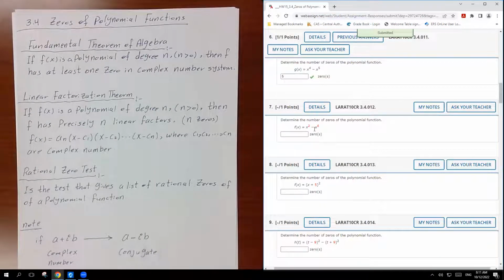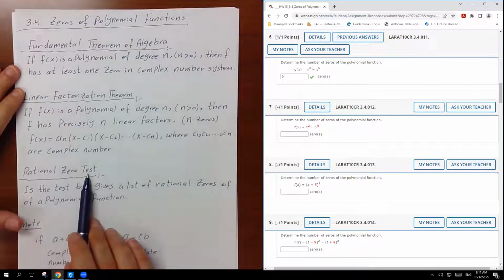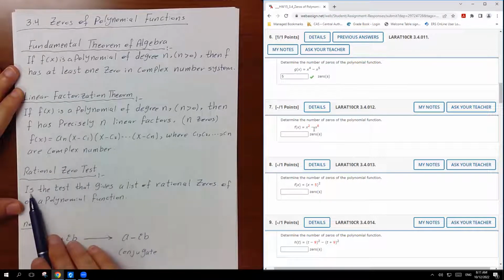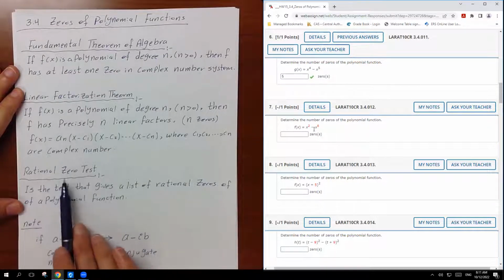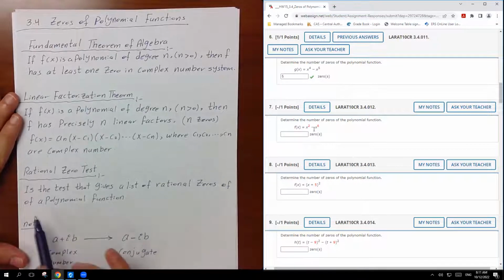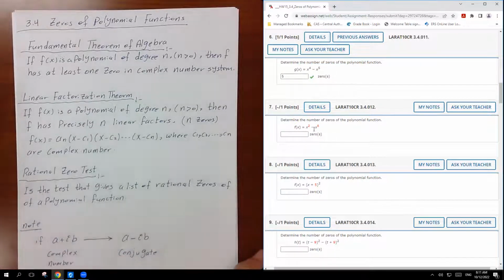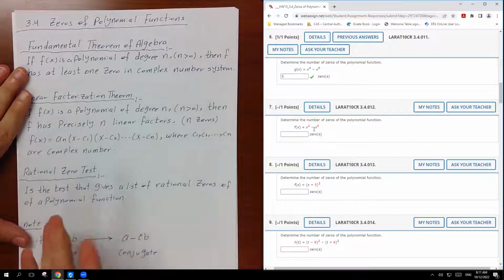We're going to keep working on these examples, but first, let's check the rational zero test. What's the meaning of this test? This is a really important test. Before you start factoring the polynomial, you have to find all possible zeros. It's a test that gives a list of rational zeros of the polynomial function. So before I start factoring the polynomial, I'm going to find all possible zeros by using this test, depending on the polynomial.